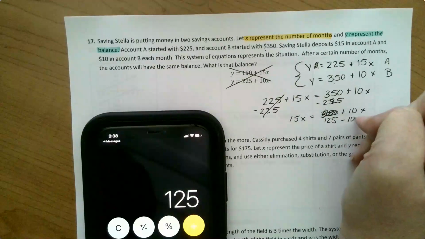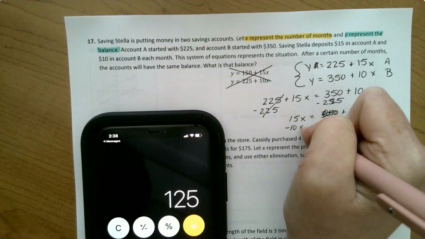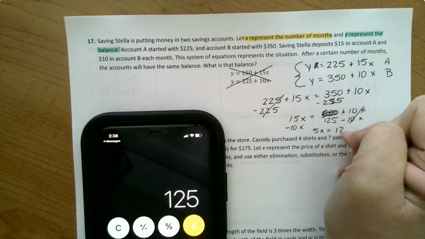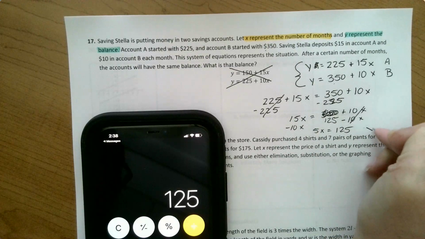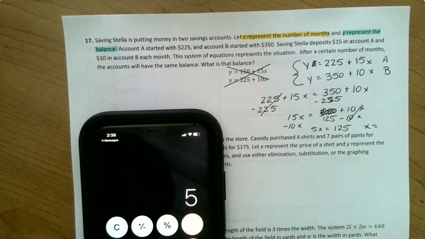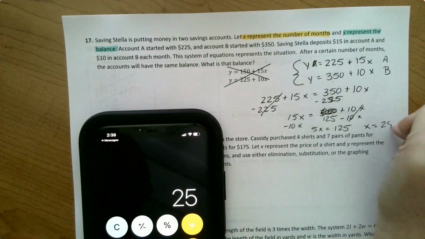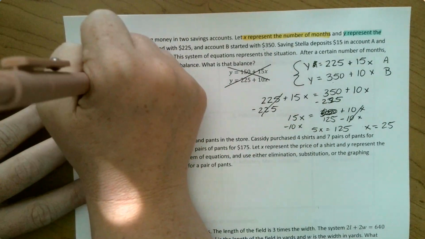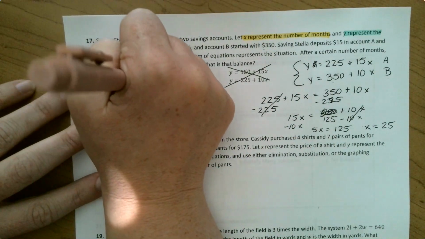All right, then we'll subtract 10x from each side. We have 5x equals 125. We'll divide both sides by 5, and x is equal to 25. X is the number of months. So after 25 months, they'll have the same balance.